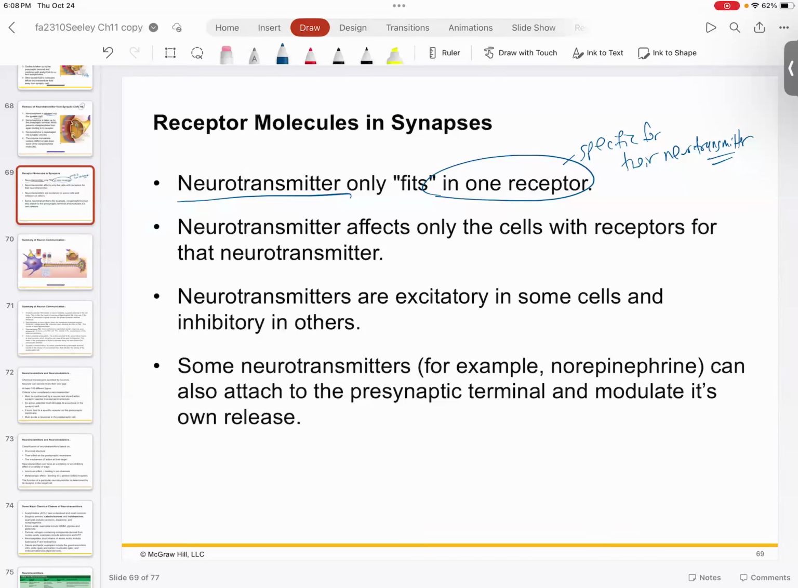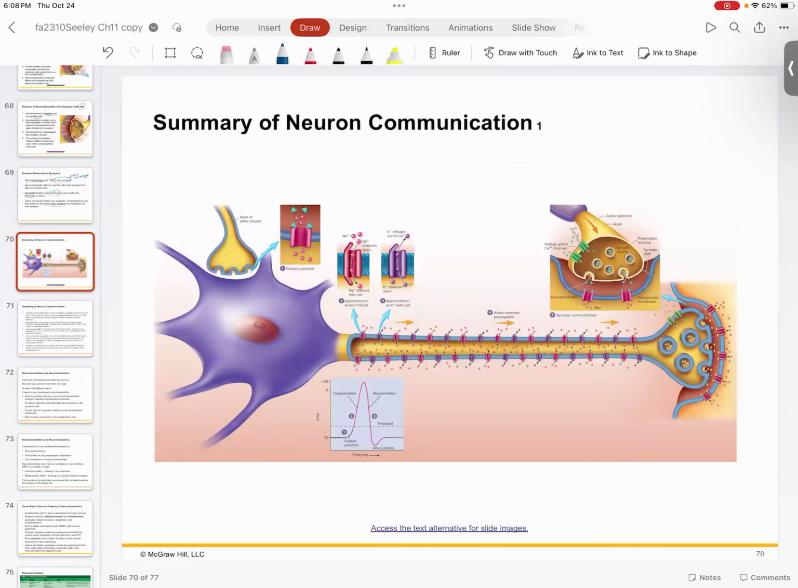So neurotransmitters can either be excitatory, they can excite a cell, or they can be inhibitory. They can inhibit a cell. So for instance, a norepinephrine type of neurotransmitter can regulate itself. So some neurotransmitters can do this. Acetylcholine can't do this, but norepinephrine can actually feed back, and it can bind to the presynaptic terminal and modulate its own release. So it can actually regulate its own release. So like if you're getting too much, then it can regulate that. So this is kind of what it looks like.